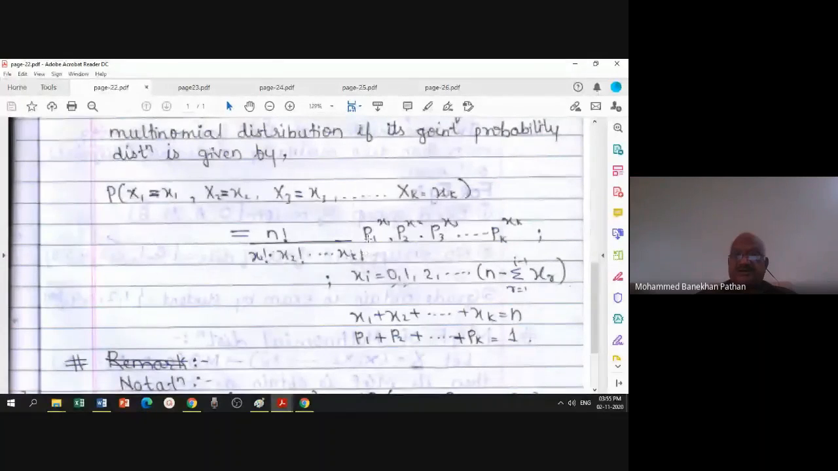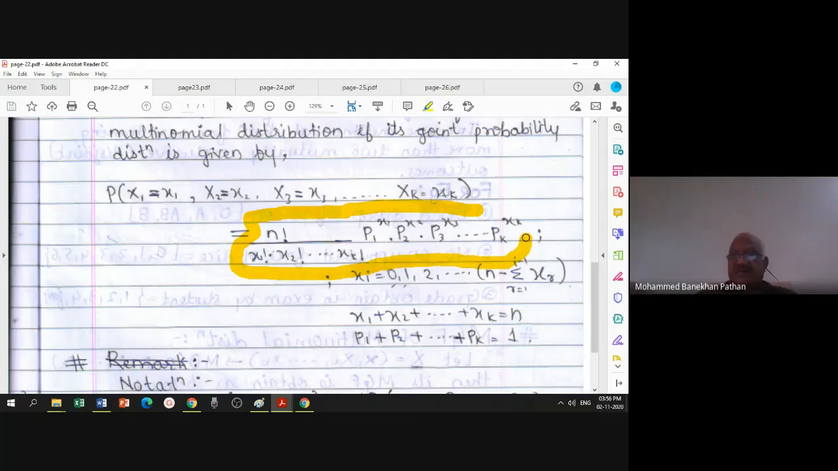p1 to the power x1, multiplied by p2 to the power x2, p3 to the power x3, dash, pk to the power xk. So this is your entire PMF, which I am highlighting by this yellow color. Whenever you want to define multinomial distribution, you should remember this formula entirely.